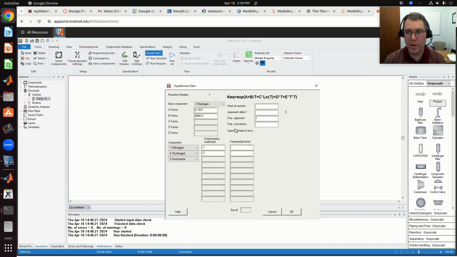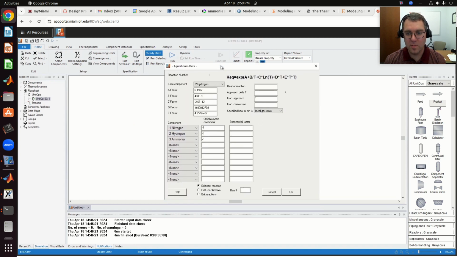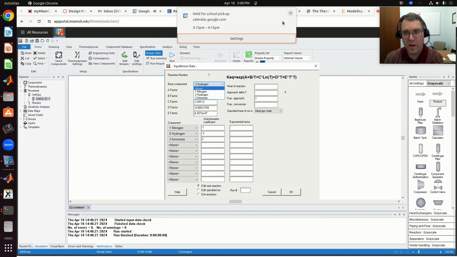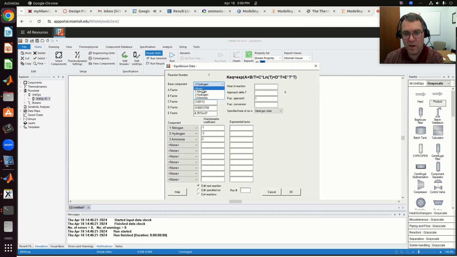Then when I go into my reactor specifications, my reaction is 1 mole of nitrogen and 3 moles of hydrogen reacting to form 2 moles of ammonia. In the Gillespie paper, they write it as 1/2, 3/2, and 1, but it's all equivalent. So I'm going to write this as 1 mole of nitrogen reacting with 3 moles of hydrogen to form 2 moles of ammonia. Your base component just needs to be one of the reactants, so you can choose nitrogen or hydrogen. I had hydrogen here, but you could just select hydrogen or nitrogen.